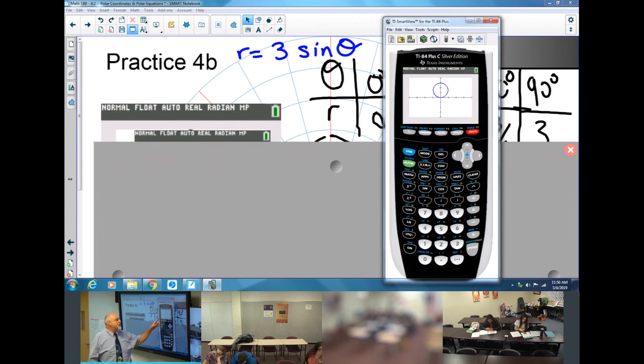All right, anyone having any trouble getting this graph to show on the calculator? I can go through it again if I need to.